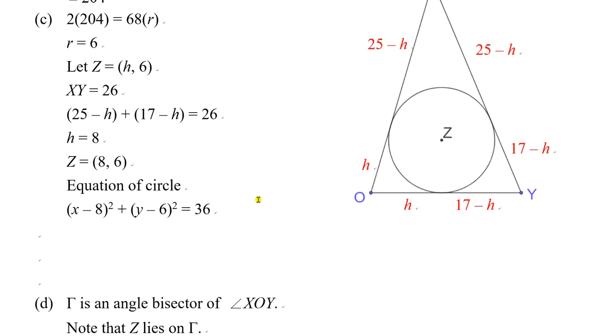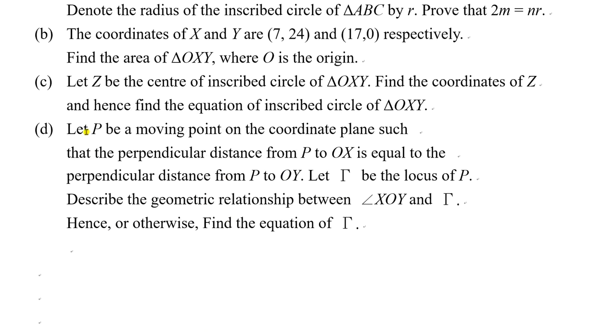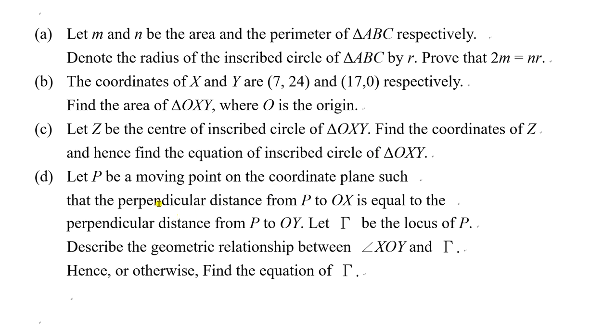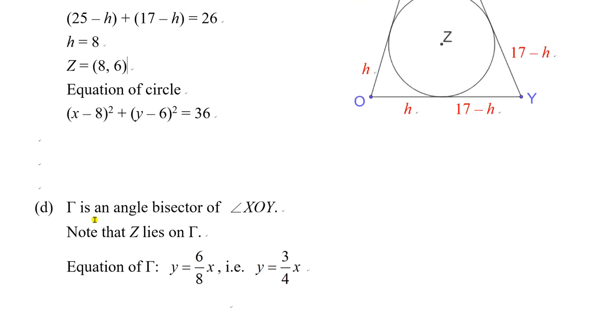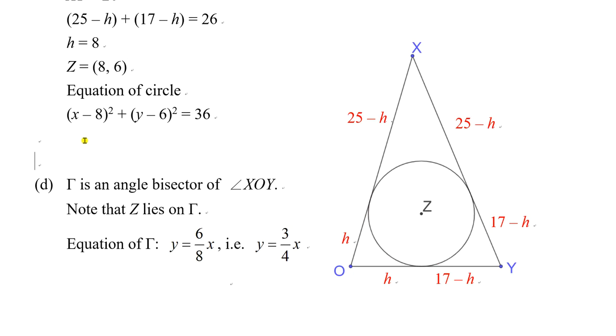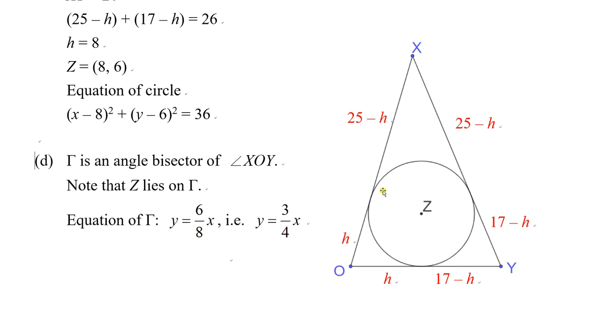So let's move to part D and look at the part D question again. P is a moving point on the coordinate plane such that the perpendicular distance from P to OX equals the perpendicular distance from P to OY. Then find the locus of P. And here, when you look at this one, you want the perpendicular distance from P to OX equals the perpendicular distance from P to OY. So try to consider this point Z. When Z's perpendicular distance to OX is the radius, right? When Z's perpendicular distance to OY is the radius again, right? That means Z is one of the points lying on the locus. That means Z is one of the points on gamma.